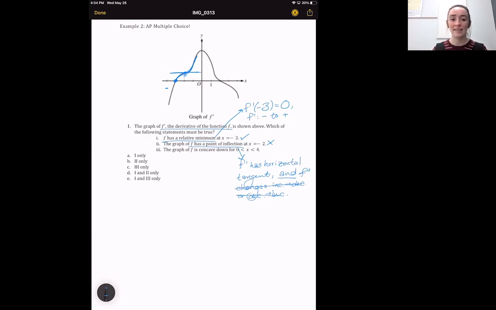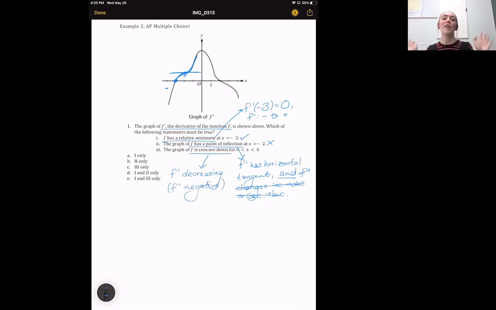Let's look at statement number 3. The graph of f is concave down for 0 is less than x is less than 4. So for x between 0 and 4. So let's write our translation. If f is concave down, what does that mean on our graph of f prime? Well, that would mean that f prime is decreasing. In other words, f double prime is negative.